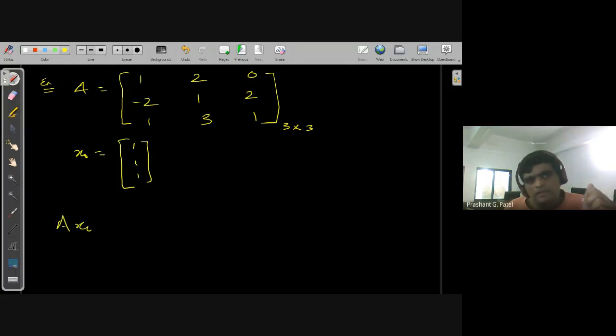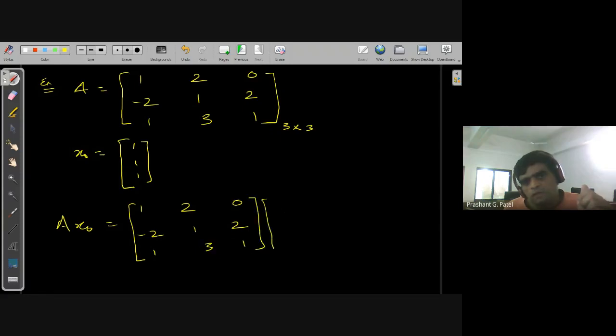So A into x0 will give me [1, 2, 0; -2, 1, 2; 1, 3, 1] times (1, 1, 1). If you multiply them, we have 1 plus 2, which is 3; minus 2 plus 1 plus 2, that will give me 1; and 1 plus 3 plus 1, that will give me 5.